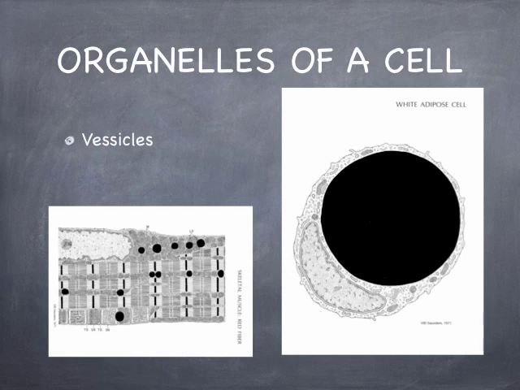If you look at the other picture here, the adipose cell, obviously one great big giant vesicle, that great big black circle is a great big droplet of fat, and the job of an adipose cell is to store fat for you. So a vesicle is a name for an object within the cytoplasm that stores some kind of material.